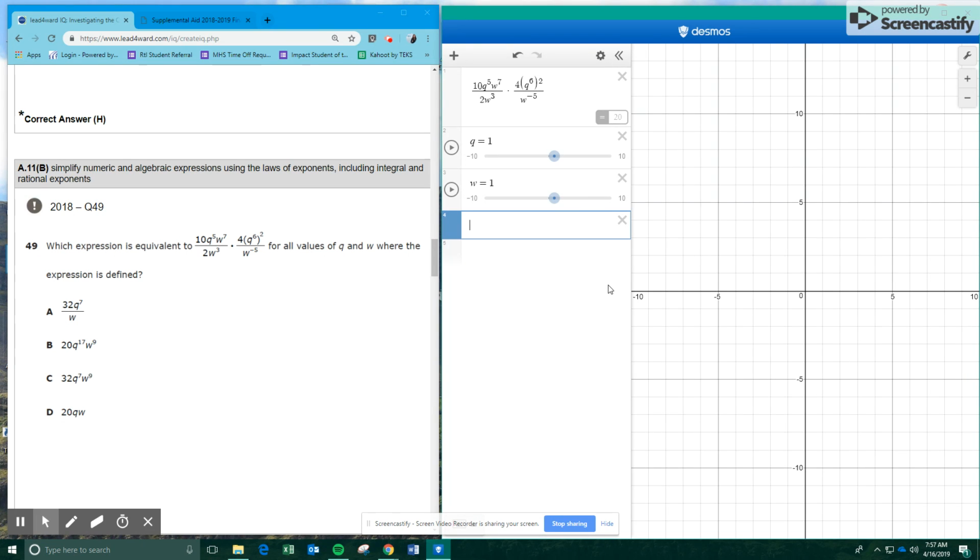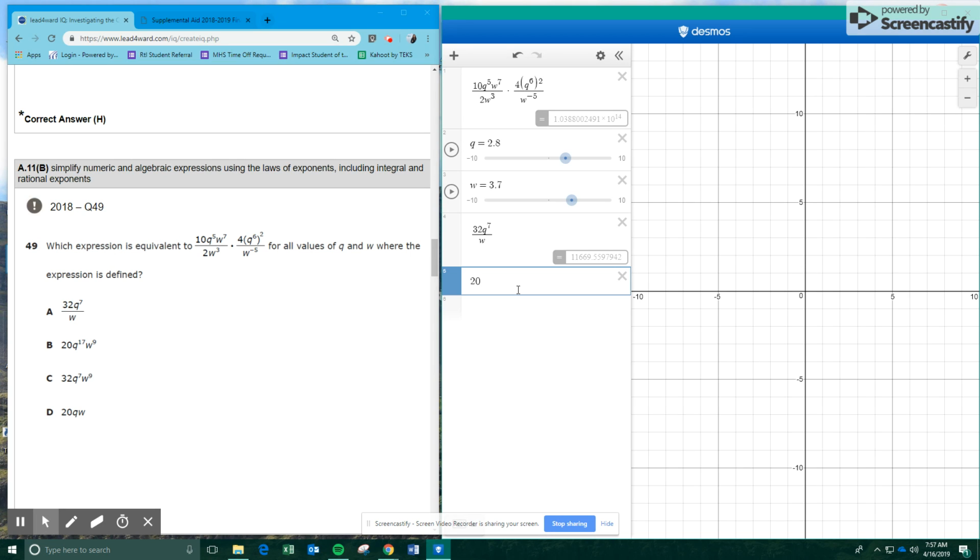If I thought A was correct, 32q to the 7th divided by w. Oh, I need to pick something other than 1 for these. So let's just pick that one and that one. Those are not the same. I don't want that answer choice. We try B, 20q to the 17th, w to the 9th. That is the same. I think it's going to be B, but let's eliminate all our answer choices.